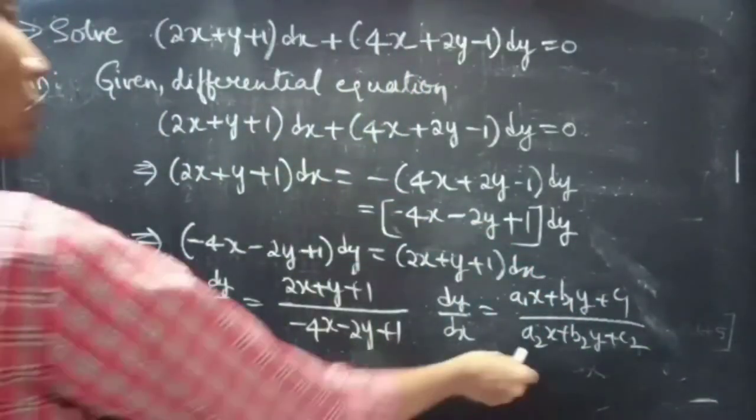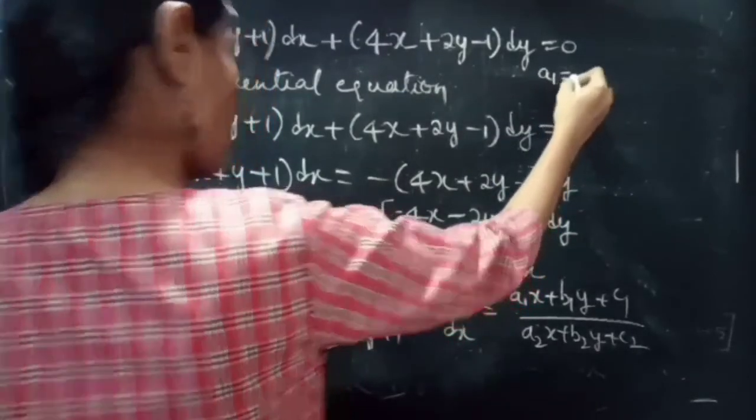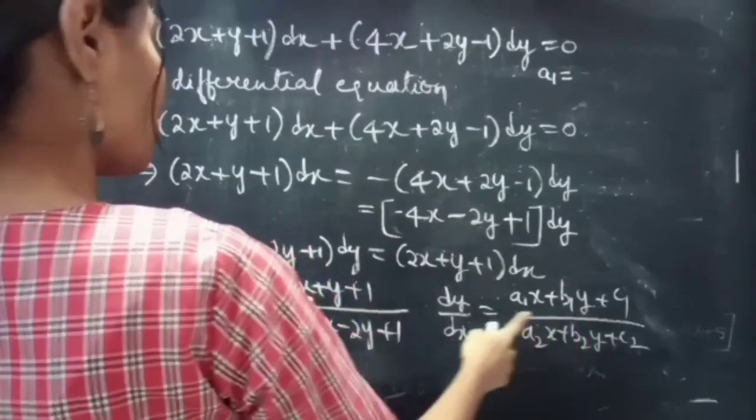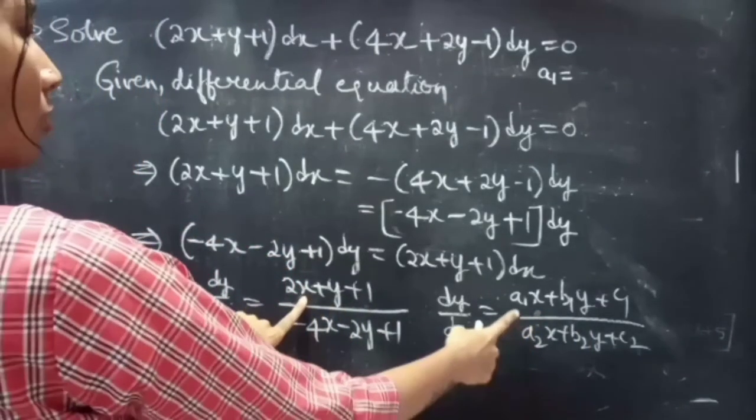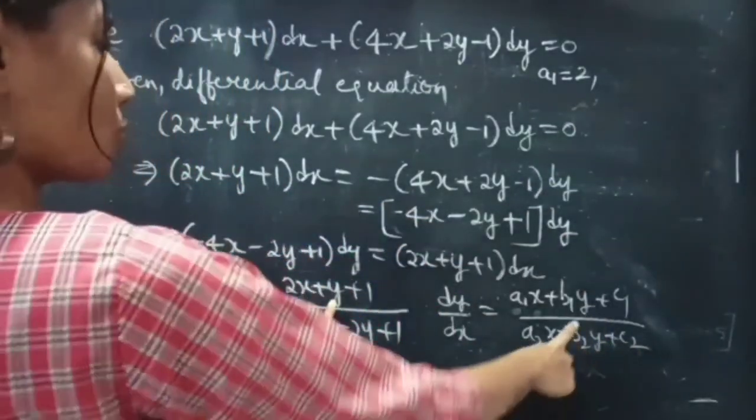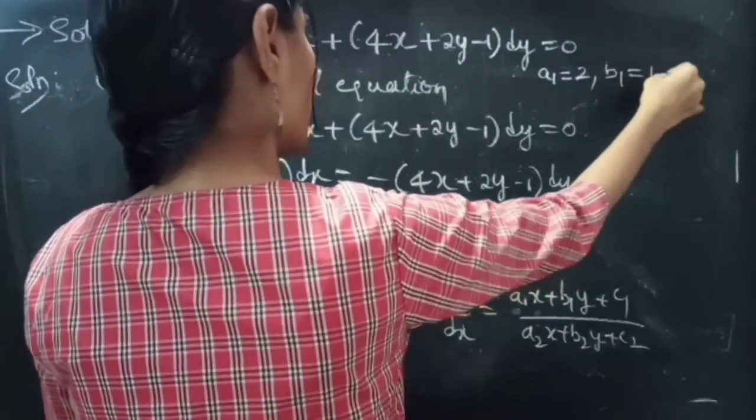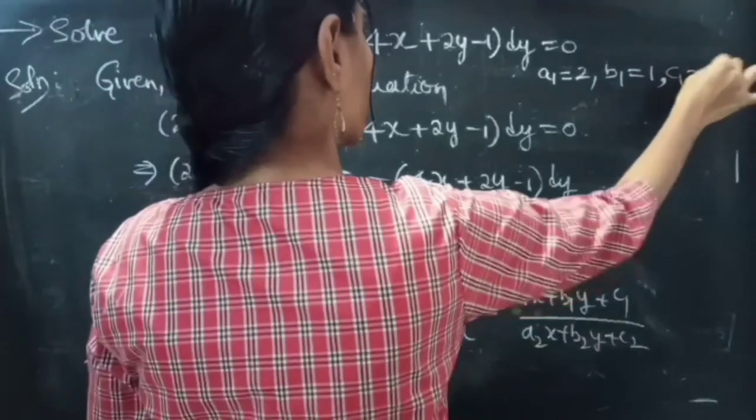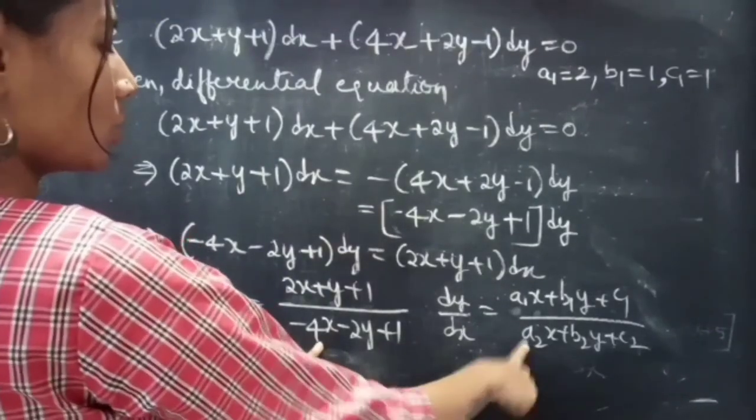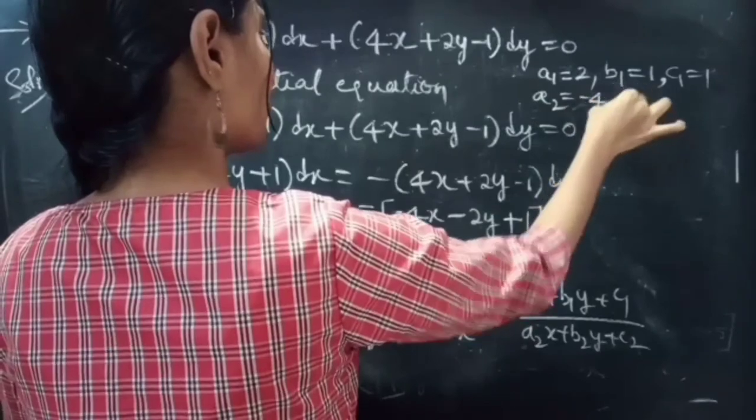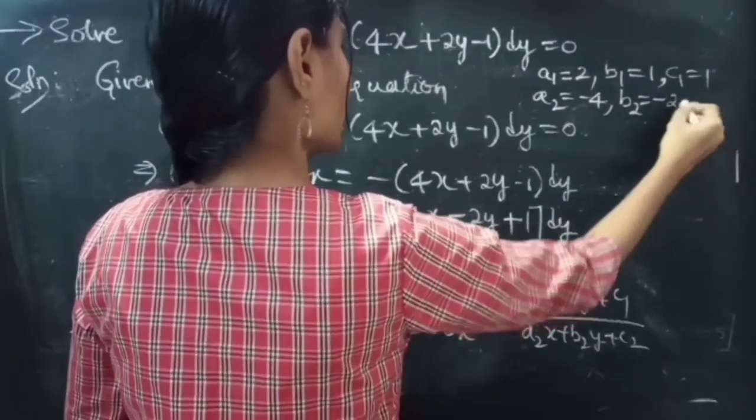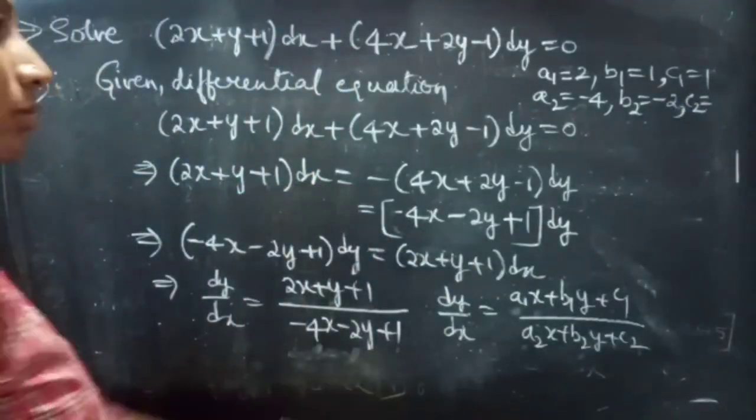fine. Now by comparing these two equations, from the terms in the numerator, if we equate the coefficient of x, we'll get a1 = 2, and from the coefficient of y, we'll get b1 = 1 and c1 = 1. Likewise, from the denominator, we'll get a2 = -4, b2 = -2 (the coefficient of y) and c2 = 1.